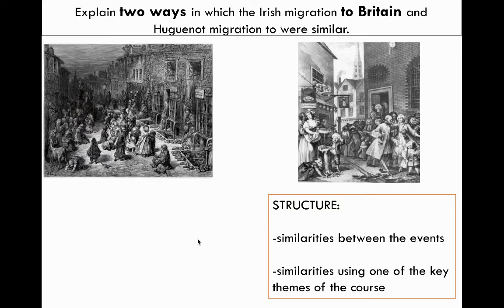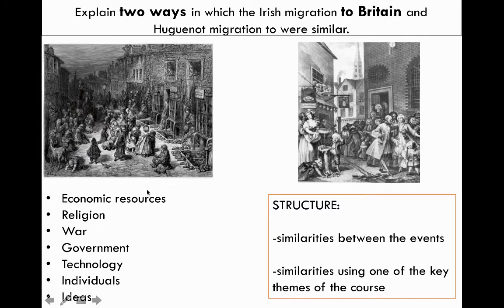And if we're thinking about structuring our answer here in our two ways, we've got to really think of one way being about any similarity between their events, anything that was similar that both of them experienced or happened. But the second way, we want to be a bit more complex. And to do that, we need to link it to one of our themes of the course. For example, economic resources, religion, war, etc. Or maybe the development of empires.